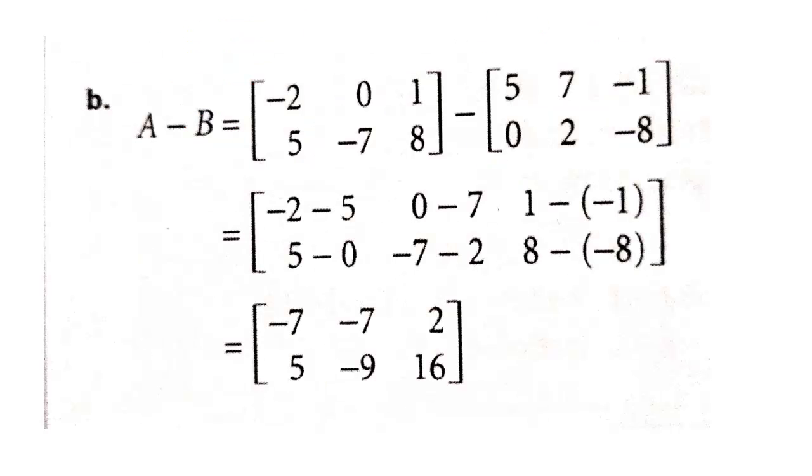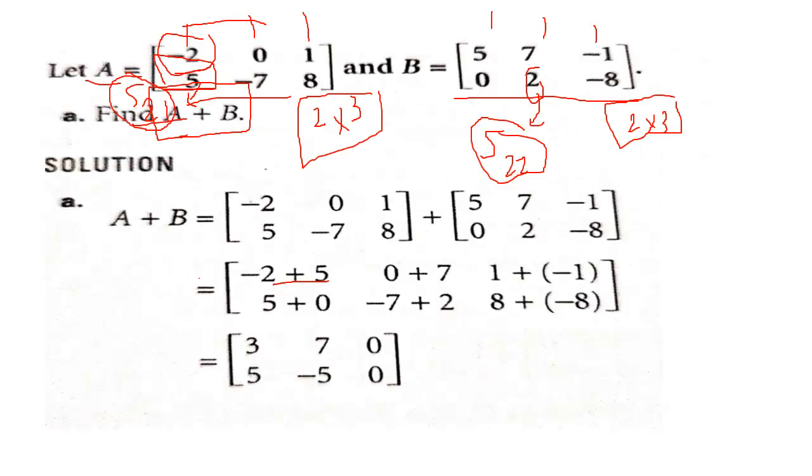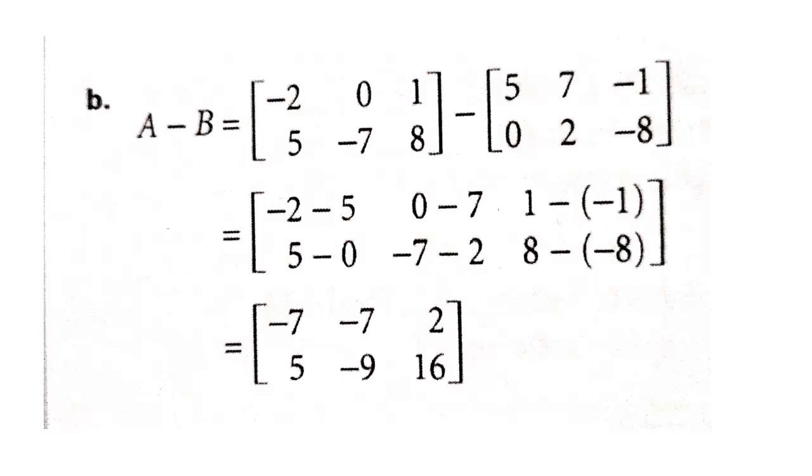Okay, let's see this example, but he needs A minus B. So A: negative 2, 0, 1, 5, negative 7, 8. B: 5, 7, negative 1, 0, 2, negative 8. So we're gonna make minus between these matrices. Negative 2 minus 5. So S11 minus S11, like the addition.